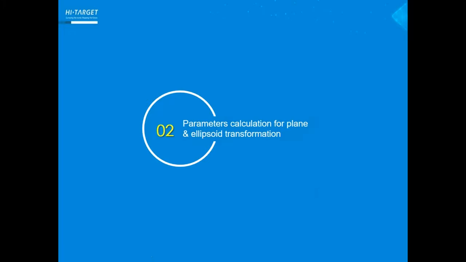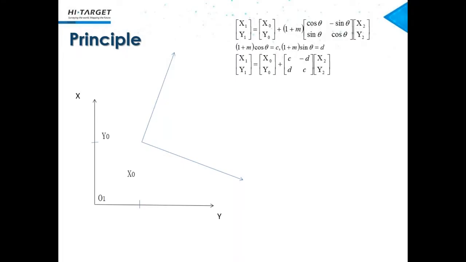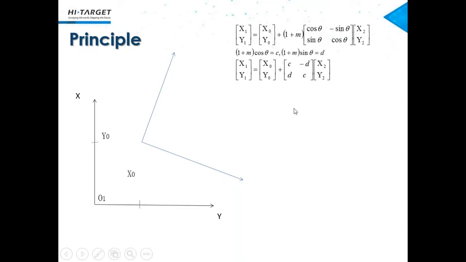Parameters calculation for plane and ellipsoid transformation. First, let's start with the principle of 2D Helmert. In this picture, in this formula, we know we should have at least 2 known points to calculate the parameters. But now, let's forget the formula.